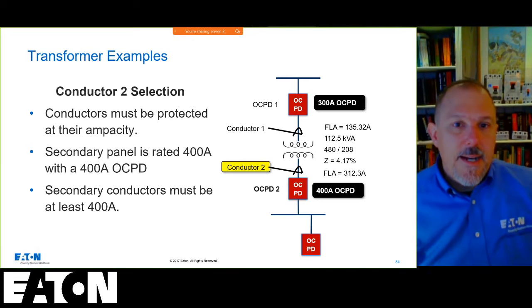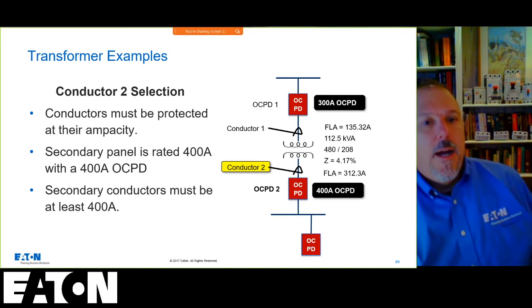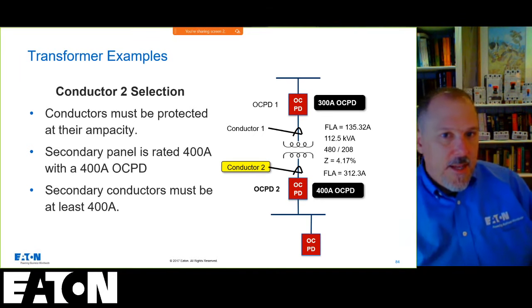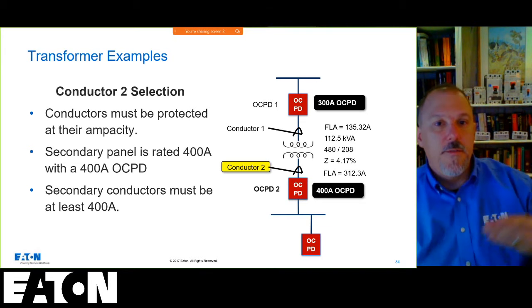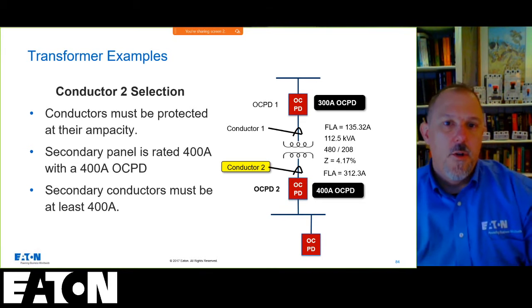Now, the secondary side, I've got a 400 amp breaker. I have to be protected. I have to protect the conductors at that from an overload perspective. So I'm going to put 400 amps worth of conductor.